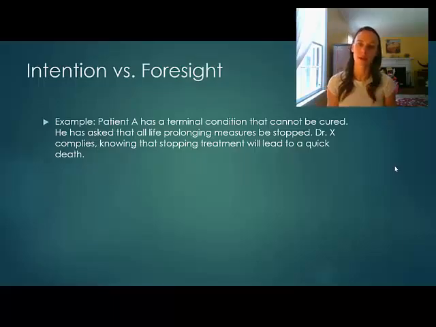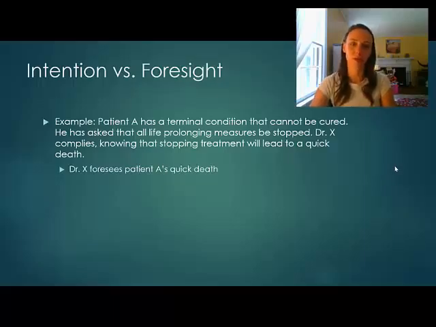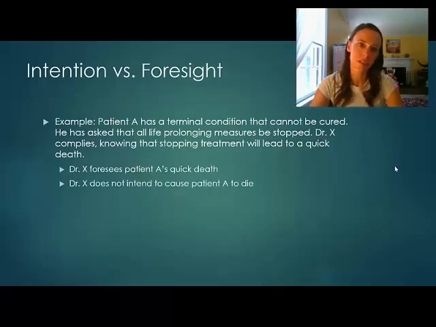So what we want to think about here is whether having foreknowledge of something, knowing before you do something what the consequences either definitely will be or are very likely to be, is the same thing as intending, desiring those same consequences. In this very quick example, we have Dr. X who can foresee that patient A will die a quick death once these life-sustaining measures are withdrawn. But Dr. X doesn't intend to cause patient A to die. In other words, he doesn't want patient A to die.